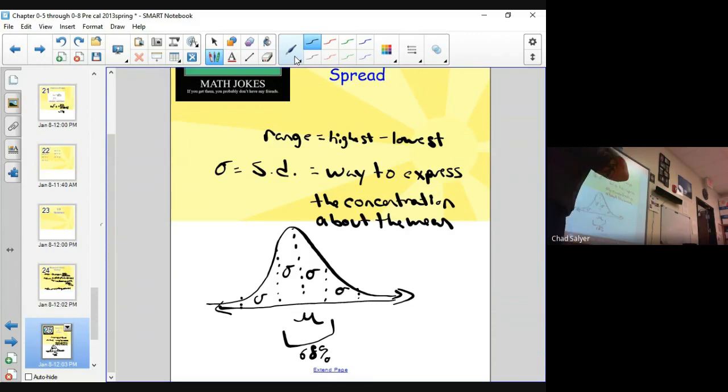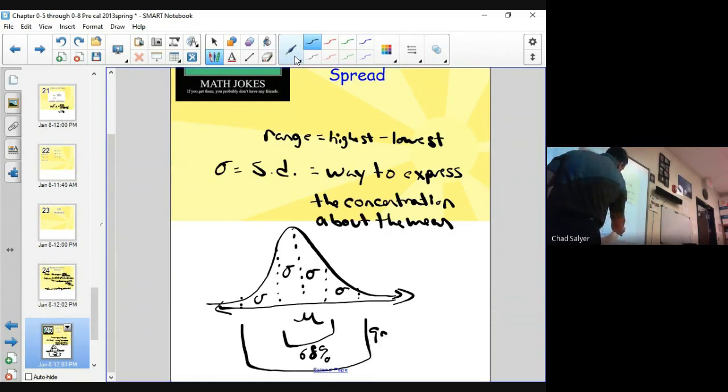And then, let's see, that would be another 13.5%. I think it's 95% within two standard deviations. And then only 2.5% would fall outside of those ranges.